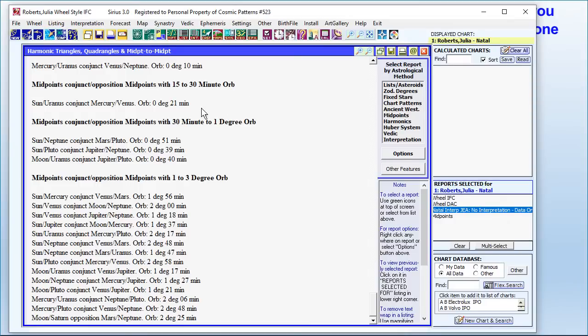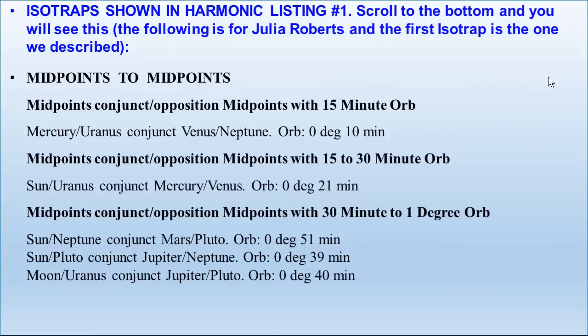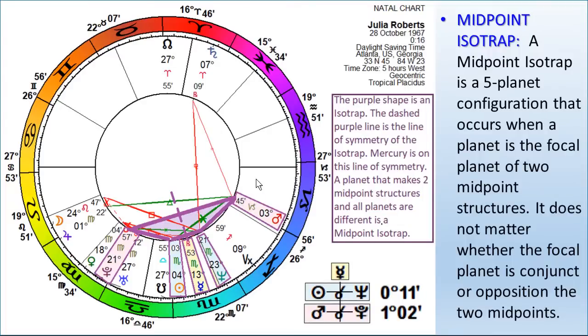We need to do more research and get this really figured out and become more confident about exactly what the orb is. But at least we know small orbs are very solid, definitely there. If you're under a 15-minute orb with the midpoint to midpoint, it's there. And it's clear, and you can see it working clearly in people's lives. And it makes sense, as it does for Julia Roberts. So there's the listing. I just copied and pasted it here so that you will see. So that's how you find the isotraps.